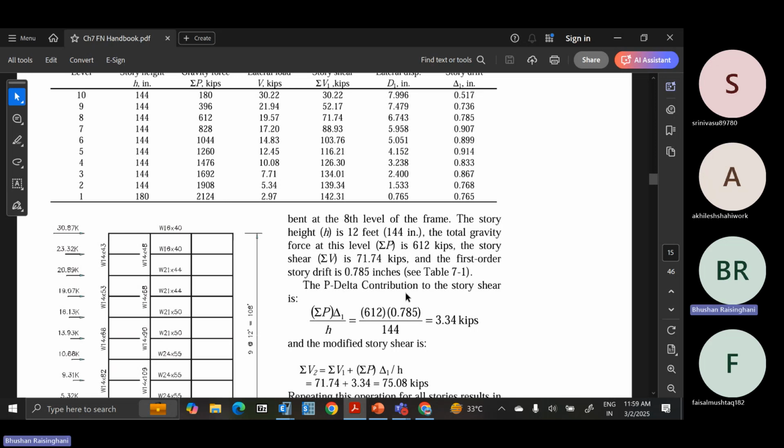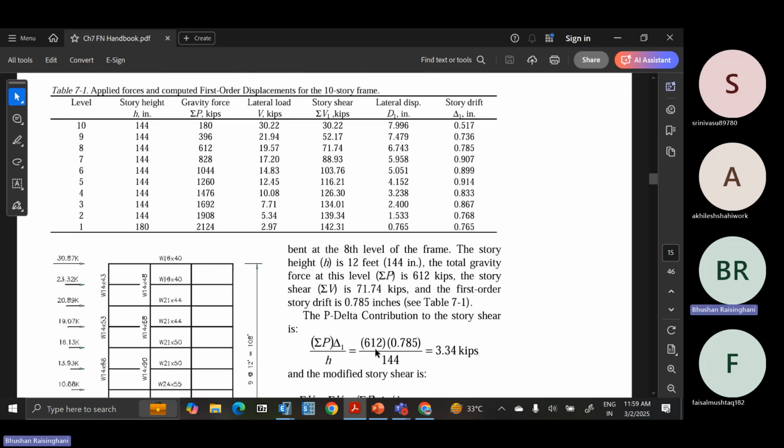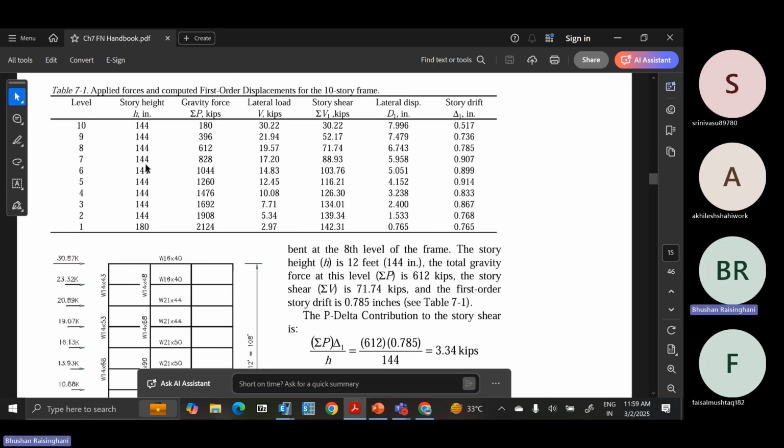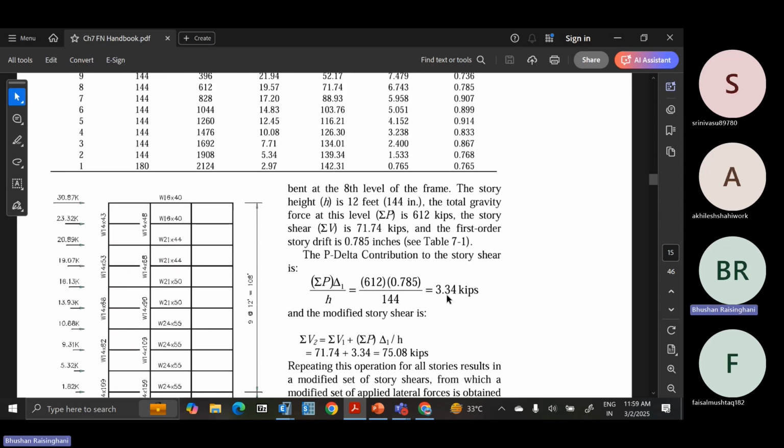So P delta contribution to the story shear is sigma P, which you have got, times delta 1, which is your story drift, divided by story height. So now 612 is my sigma P, and 612 is for the 8th story. Delta 1 for the 8th story is equal to 0.785, divided by the height of the story, which is 144. So this much kilonewton of story shear you will get.